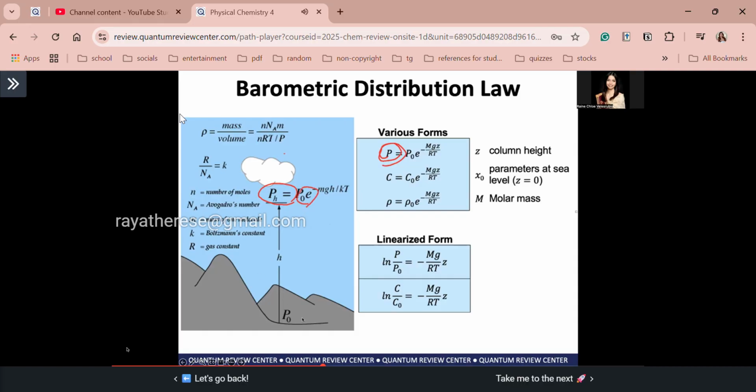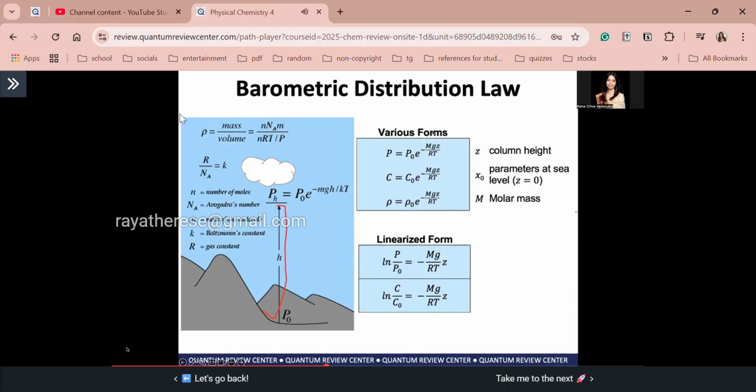Okay? P naught is your initial pressure. So kung galing ka dito, ito yung starting point ng height mo. Okay? Now, the equation has various forms. So P is equal to P naught. P is the pressure given the height H. Okay? And P naught is the initial pressure times e to the power of negative mgz over RT.